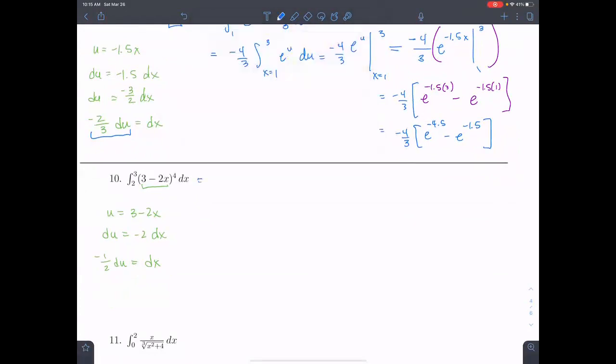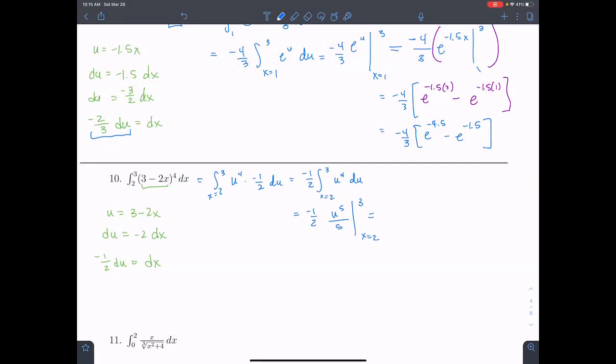So we have the integral from 2 to 3 of u to the fourth. This is x equals 2 to 3 of u to the fourth times negative 1/2 du. So I personally will pull that 1/2 out. So negative 1/2, the integral from x equals 2 to 3 of u to the fourth du. This would be negative 1/2 times u to the fifth over 5. Evaluate it from x equals 2 to 3.